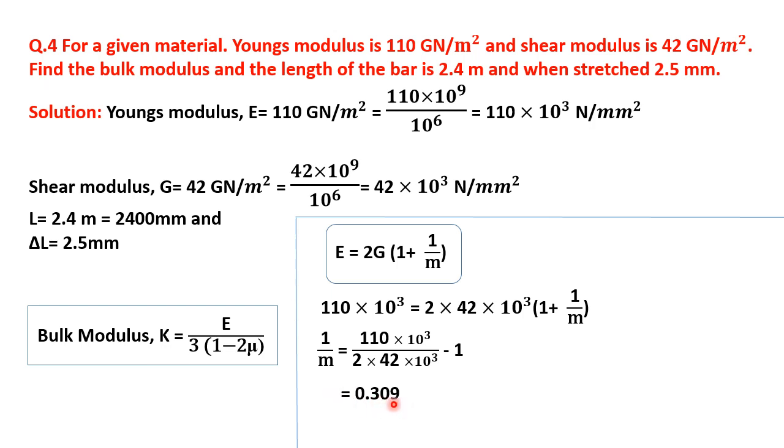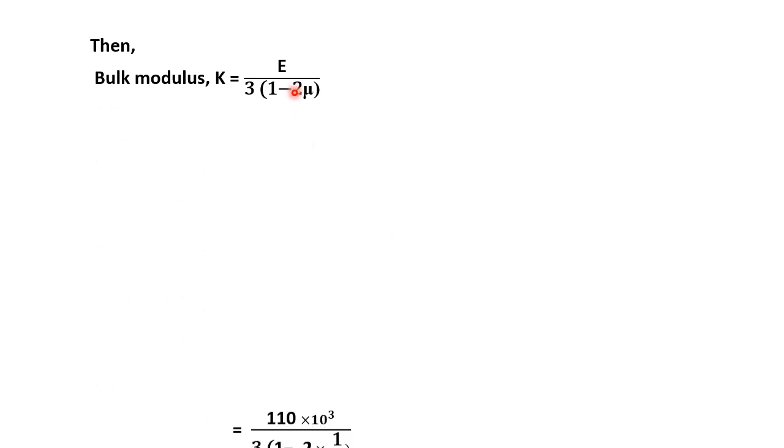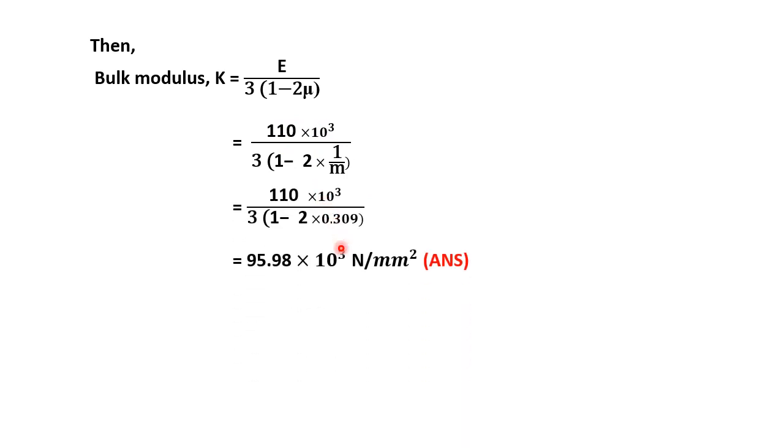So we can put all the values in this equation. Now we know all the values here. Just simply putting all the values here, we can get the value for bulk modulus, which is equal to 95.98 into 10 to the power 3 Newton per mm square. Thank you.